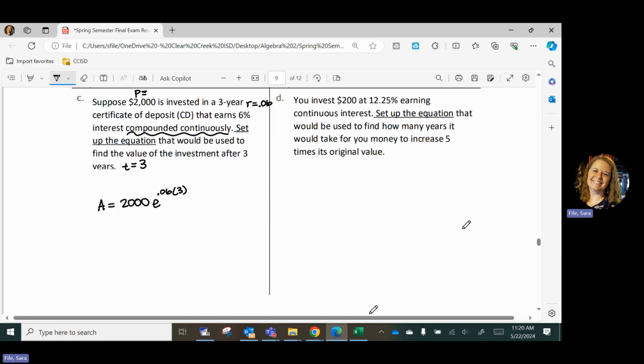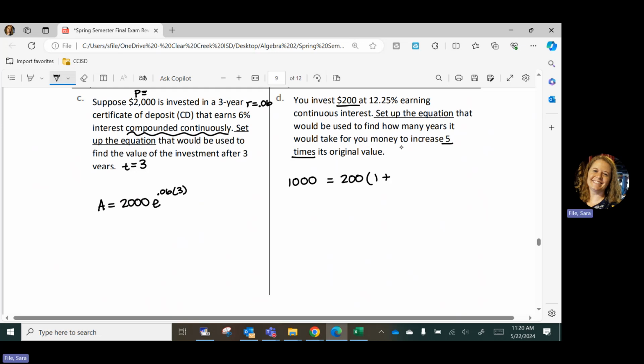Okay, so we're investing 200. What is 5 times 200? Yeah, 2 times 5 is 10, so that's $1,000. So they're saying, how long is it going to take for us to get $1,000 from a $200 investment?